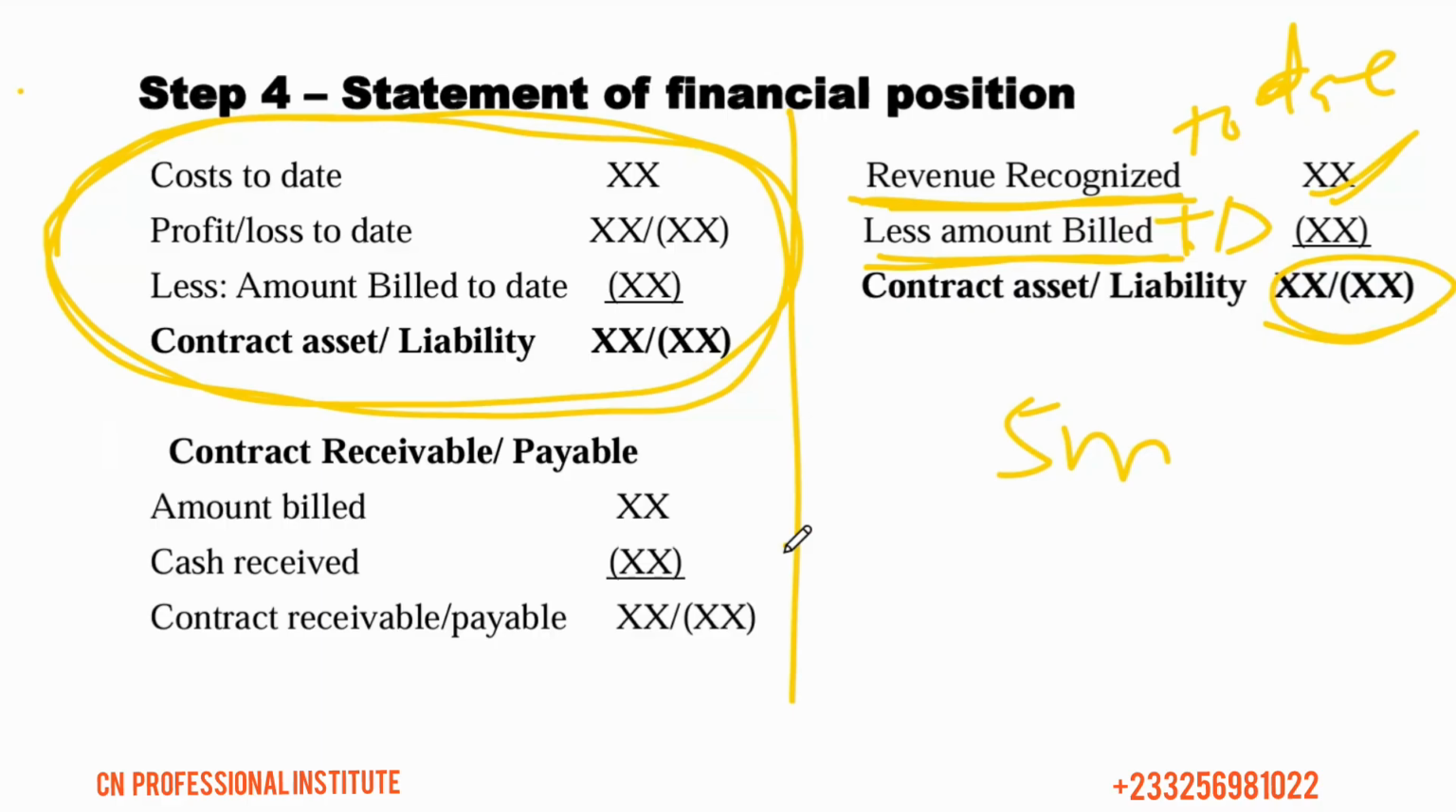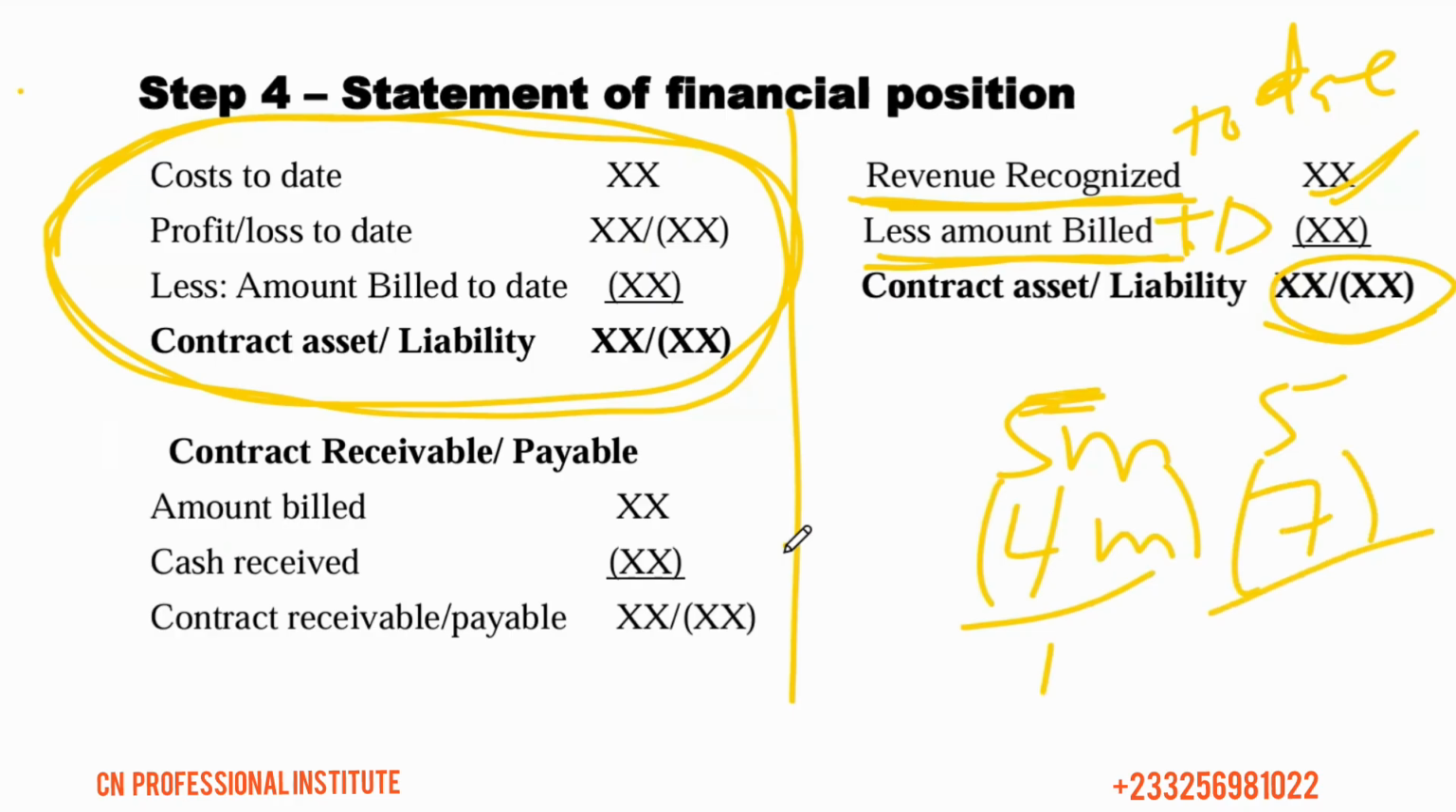For example, you billed a customer 5 million. No, the revenue you've recorded is 5 million, but you billed the customer only 4 million. So in this case, you have a contract asset of what? 1 million. But if you record revenue of 5 million and you bill your customer 7 million, you are billing more than the revenue you are recognizing. So there'll be a contract liability of what?